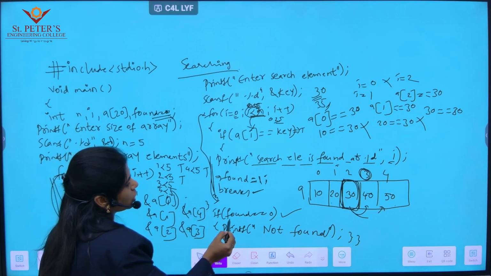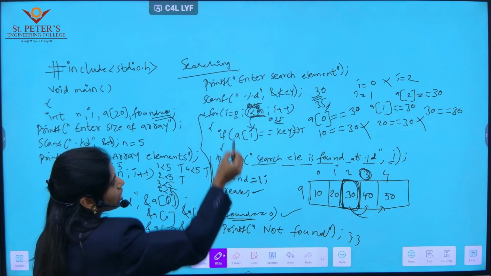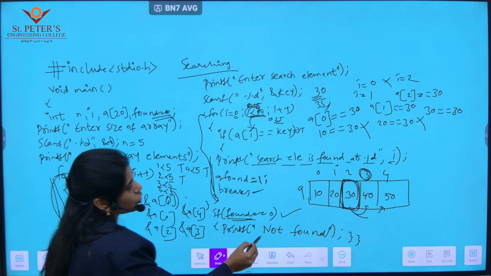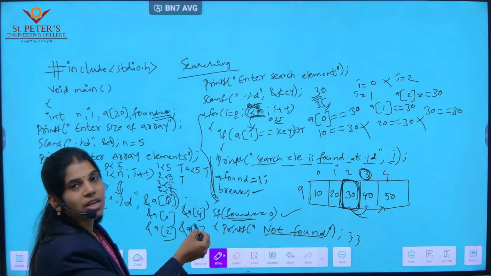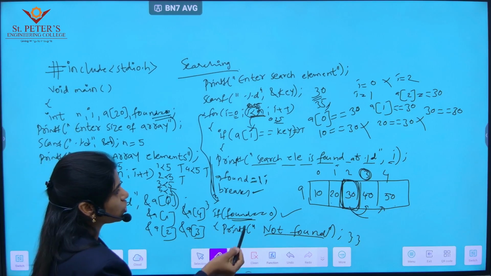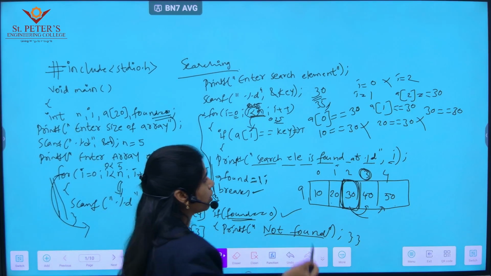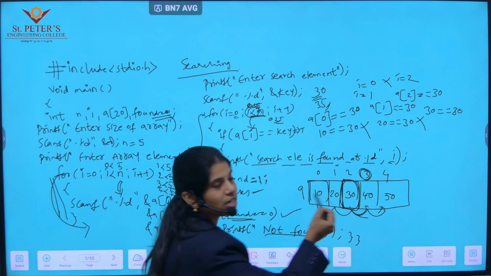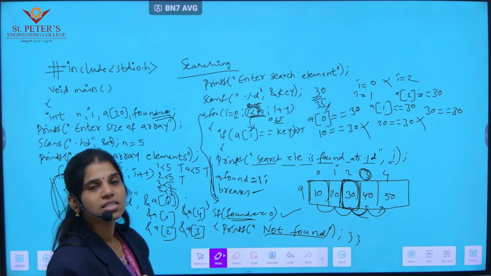So in that case, after the for loop fails, it comes out of the for loop. Then it checks if found equal to 0. Yes, found equal to 0, because we didn't get our element. In that case it is going to print not found. So this is linear search. Linear search means we start our searching process from the beginning of the list to the end of the list. That's why it is called linear search, and also we can call it sequential search.